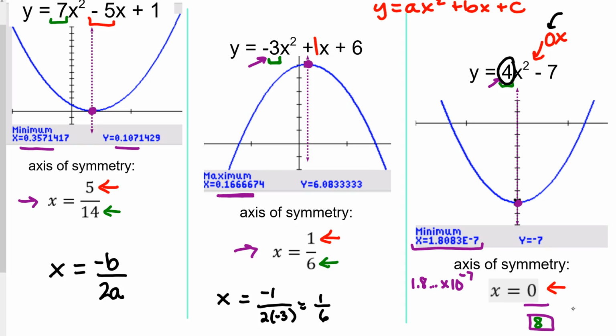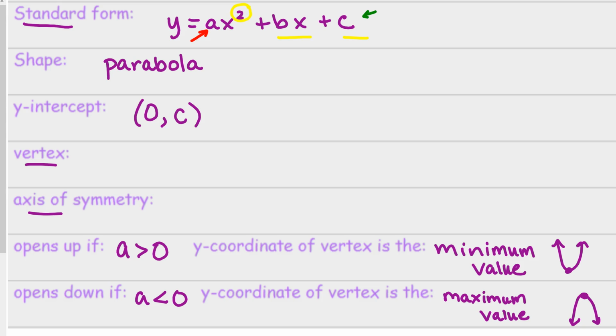We know the axis of symmetry is going to be the opposite of b over 2a. Let's fill that in. It's going to be x equals the opposite of b over 2a. It's a vertical line, so we have to write the x equals part. Don't leave that off. And because the axis of symmetry goes through the vertex, we know the vertex will be the opposite of b over 2a, comma, whatever the y-coordinate is.